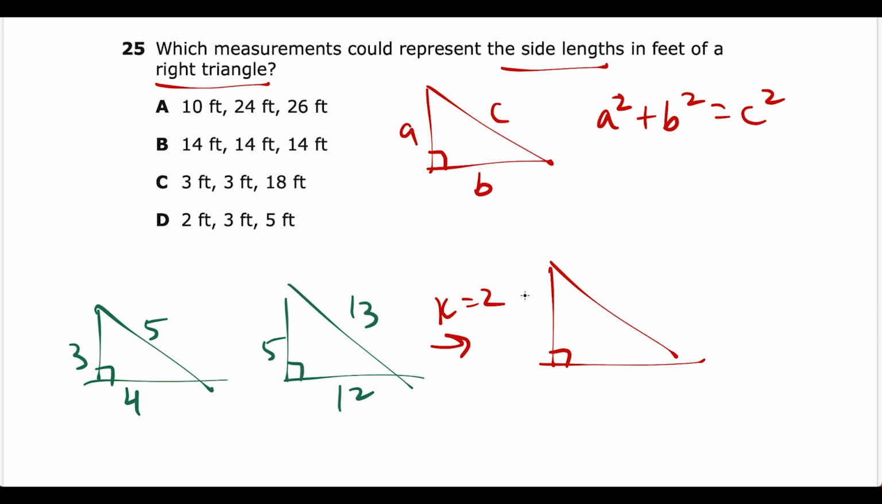So then if I do 5 times 2, I'm going to get 10. 12 times 2, I'm going to get 24. And then 13 times 2, I'm going to get 26. So right away, I could see that this is choice A. But if I wanted to be really safe here, what I would do is I would check that 10 squared plus 24 squared is equal to 26 squared.